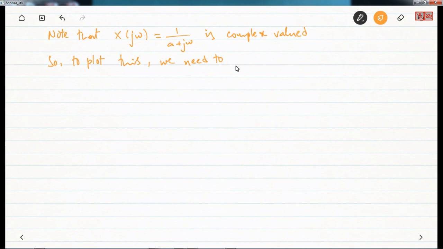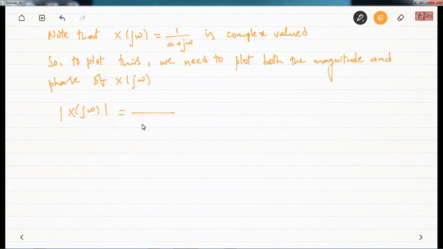To plot this, we need to plot both the magnitude and phase of x of j omega. That means you have to plot the magnitude. So here, what is the magnitude? Square root of a square plus omega square. That is the magnitude, right? What is the angle of x of j omega?